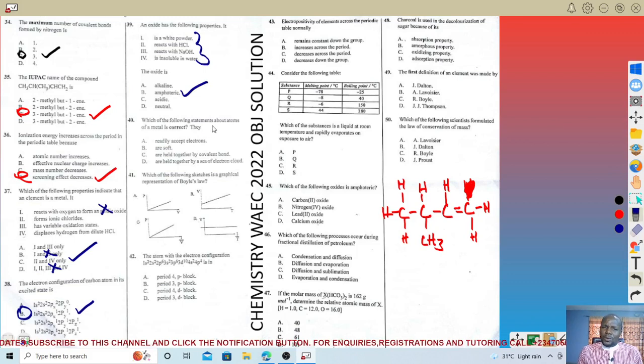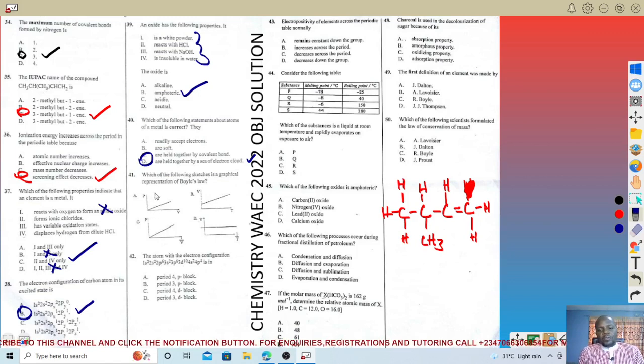The next one, which of the following statements about atoms of metals is correct? Metal again. Wow. Rapidly accept electrons? No, they give out electrons. Metals are soft? Metals are not soft, though we have metals that are soft. Are held together by covalent bond? Most metals are not held together by covalent bond because they give electrons. They are held together by what? Electrovalent. So definitely the last option will be your answer, even if you don't know the interpretation of the last option. They are held together by a sea of electrons. But yes, that is why most metallic ions form metals with their atoms. A metal combined with a metal will give you a metallic what? Metallic bond. I hope you have studied that too in your junior classes.